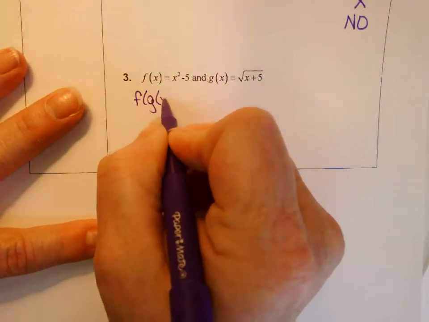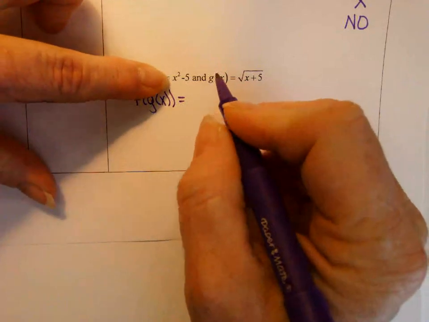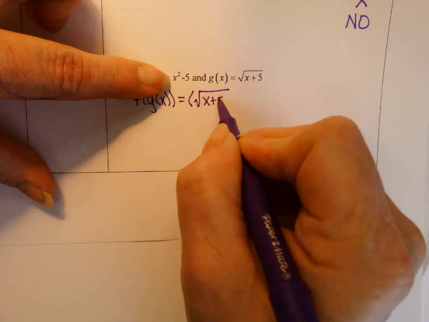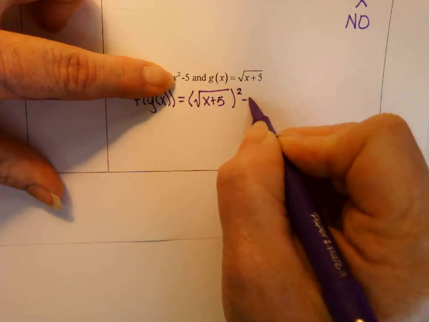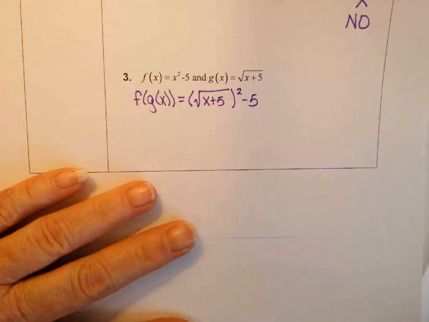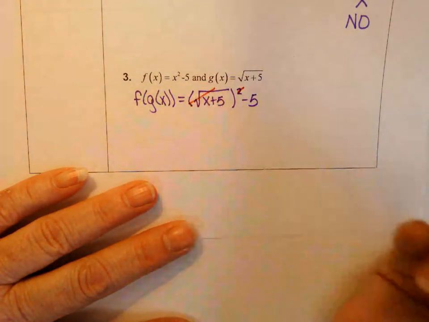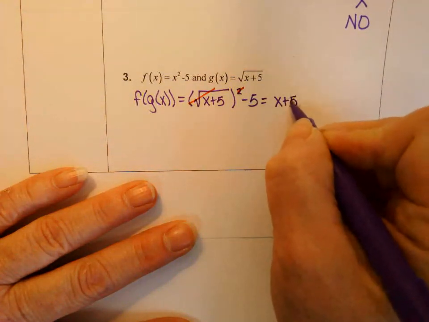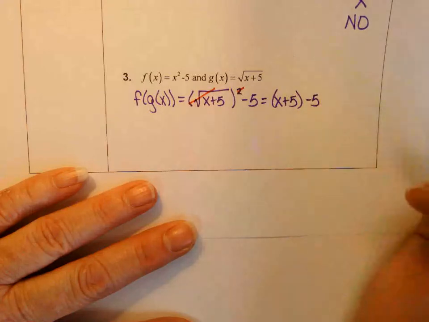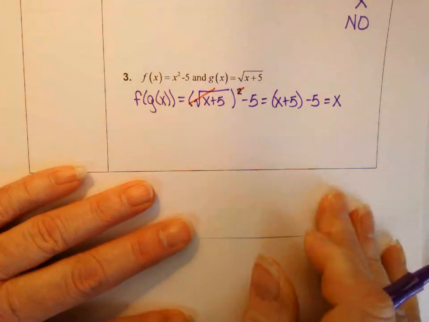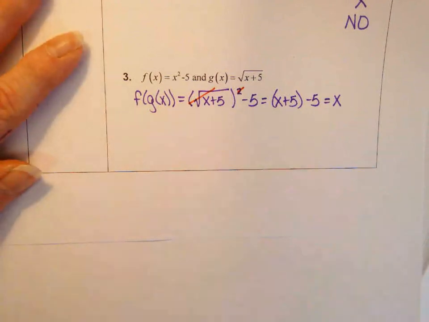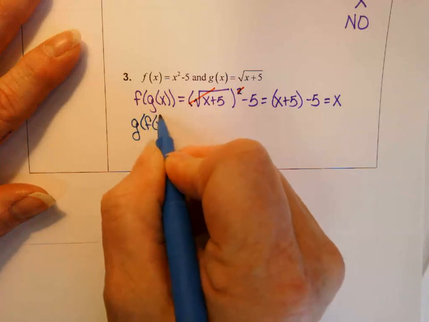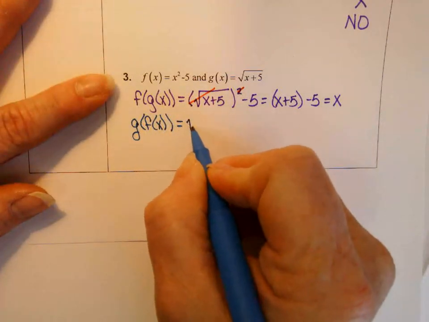F of g of x. So for x, I'm replacing it with all of this, the square root of x plus 5, squared, minus 5. Now remember, the squared and the square root are inverses, so they cancel each other out, and I am left with x plus 5 in my parentheses minus 5. 5 minus 5 is 0, so this composition equals x. Now let's try the other one. G of f of x. Oh my goodness.